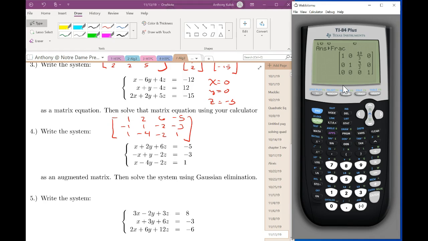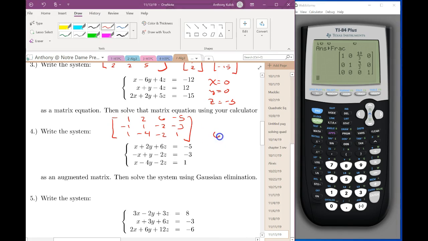Is this what I usually get if I'm getting an answer? No. In particular, what row is of interest to me? The last row. What is the last row saying? Yeah, it says 0 equals 1. What's that tell me? No solution.